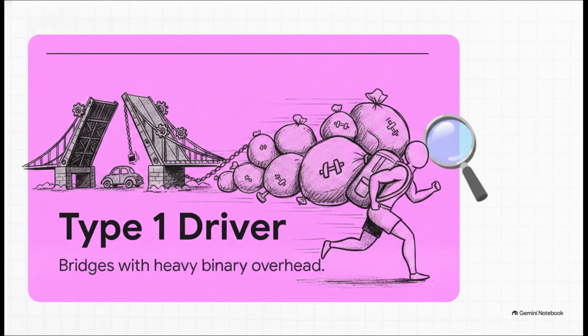Let's start with our first competitor, the Type 1 driver. This architecture is really defined by its reliance on bridges that come with some incredibly heavy binary overhead. But what does that actually mean under the hood? Well, it means it relies on an intermediate layer, something like an ODBC bridge or native OS libraries, to translate your Java calls. Think of it like a massive, clunky steel drawbridge. Sure, it gets the job done, but it requires immense mechanical effort. Or in our case, continuous, heavy translation through native code, meaning it carries a massive amount of structural weight into absolutely every single data transaction.